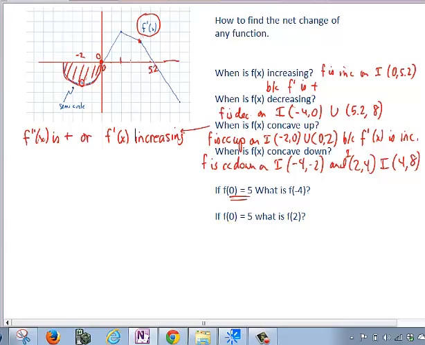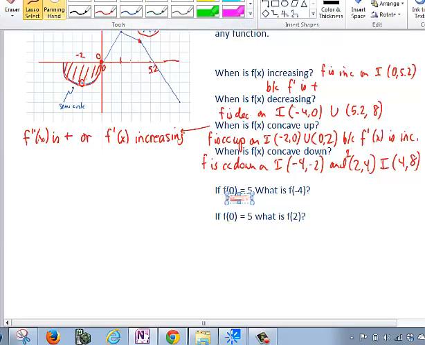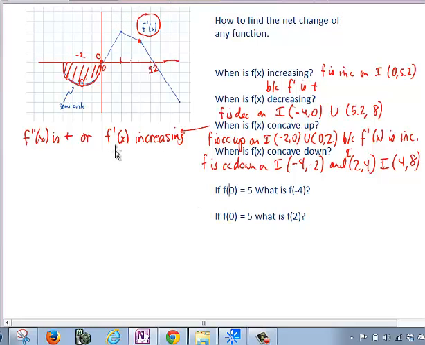Okay, so now we're going to work on our next problem, and that is finding what f of -4 is if we're given the initial condition f at 0. We're going to use the net change theorem to help us do that. The net change theorem says that if you know the area under a derivative's graph, you can determine what the net change in that function is.